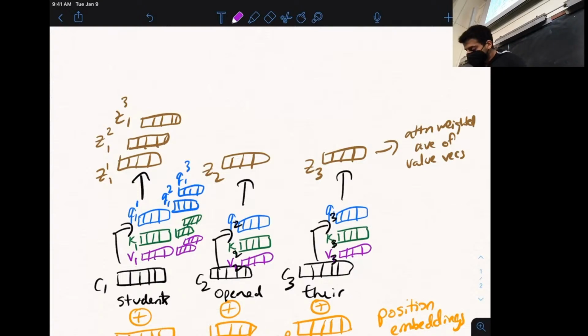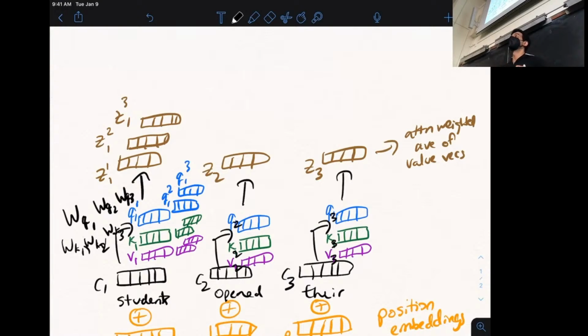Exactly. So the new parameters in this case are W_Q1, W_Q2, W_Q3, W_K1, and so on. Instead of having just one matrix, W_Q, which we saw before for our single head, now we have 3 matrices, one for each head. Each of these is going to be randomly initialized and updated by backprop with our cross entropy loss.